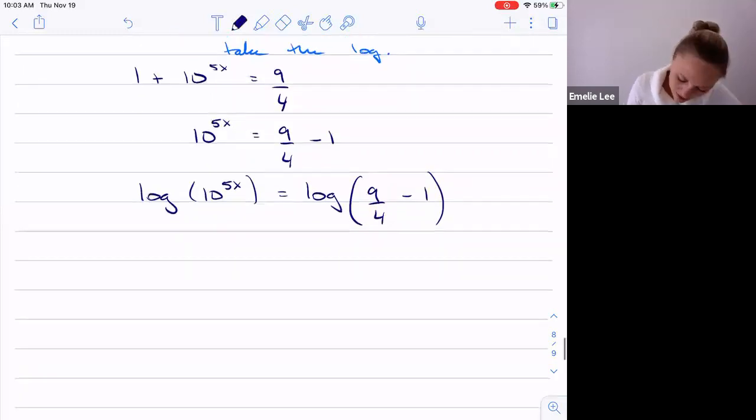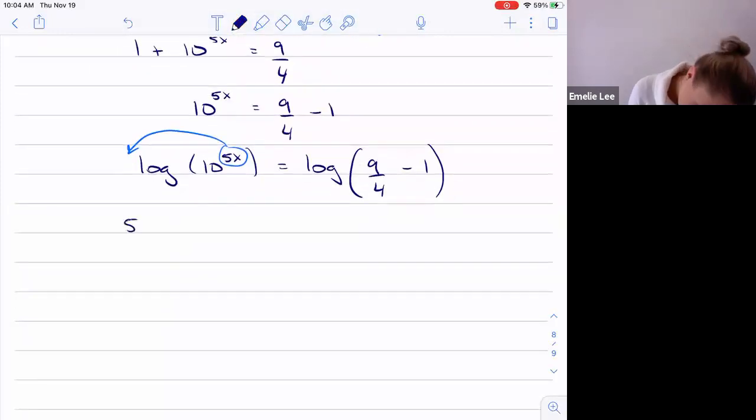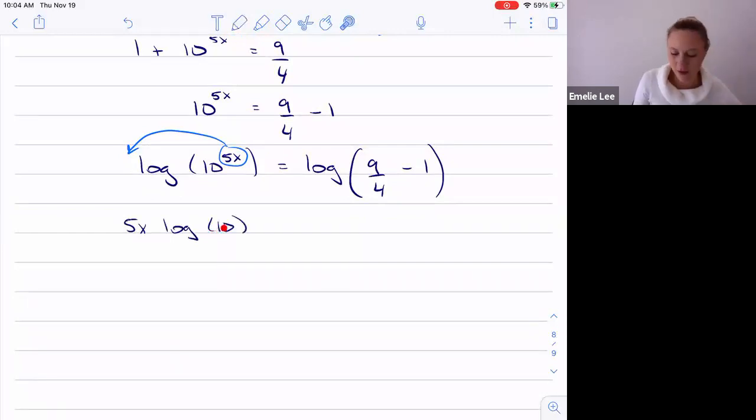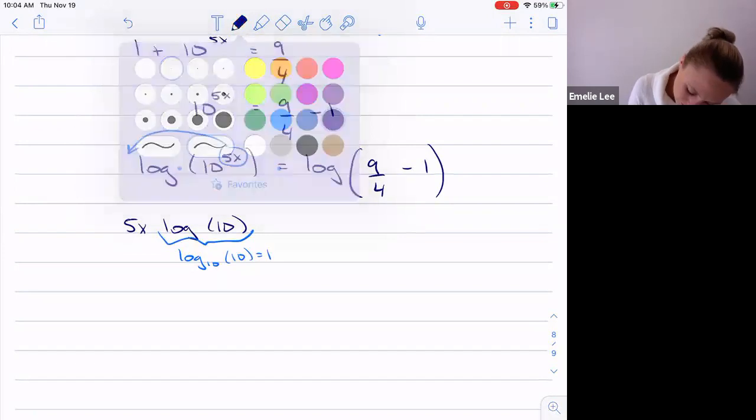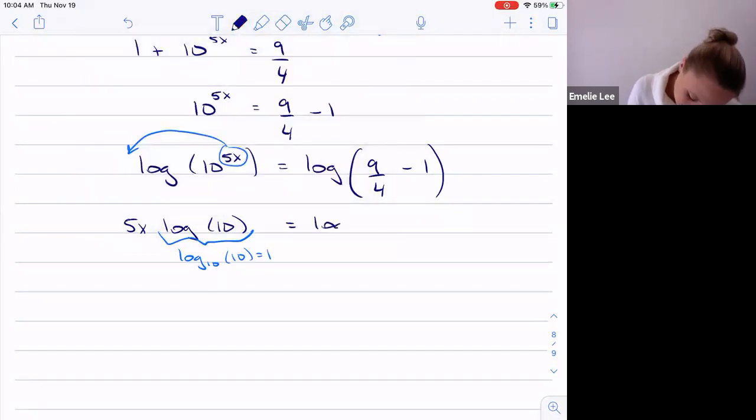So now I can bring this power down, just by the log laws. And so I have 5x times the log of 10. Okay. Log base 10 of 10 is 1, and you can try it on your calculator. And so here, log base 10 of 10 equals 1, which is the log of 9 over 4 minus 1.